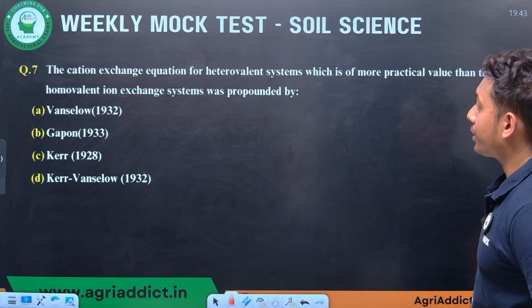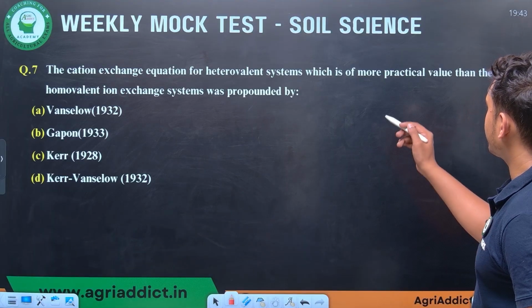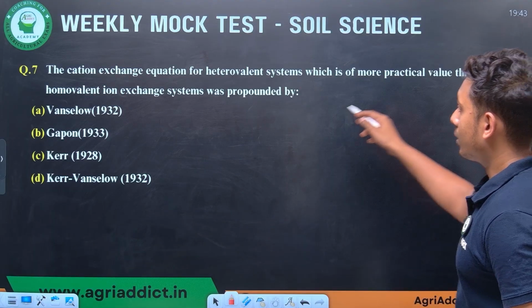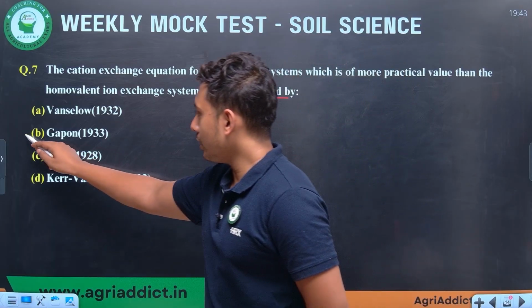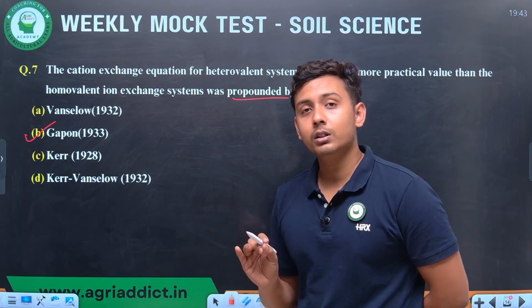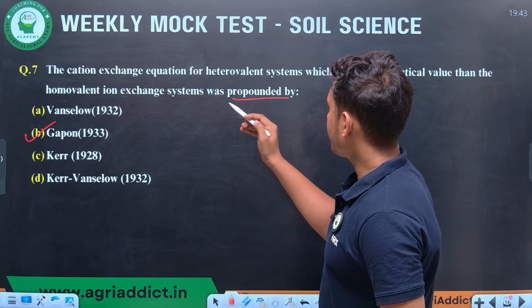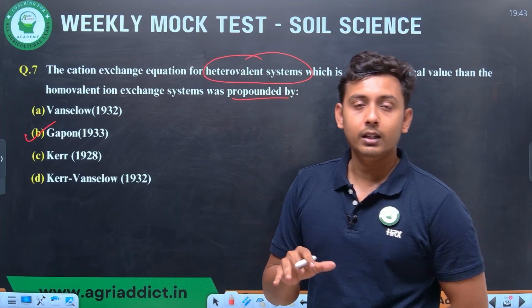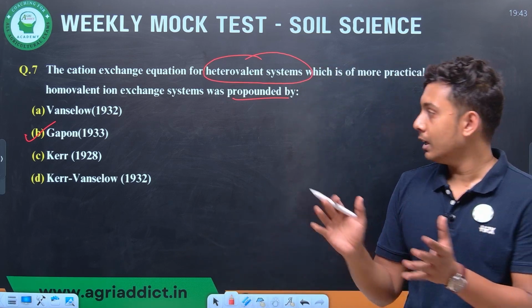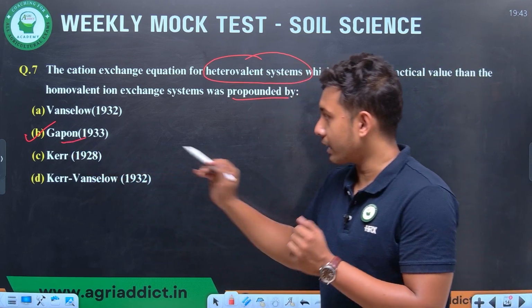Now comes the next question. The cation exchange capacity heterovalent system, which is of more practical value than the homovalent ion exchange system, was propounded by, the answer is Gapon. This is a very important question, because the heterovalent system is much more practical in soil than the homovalent system. This was propounded by Gapon.